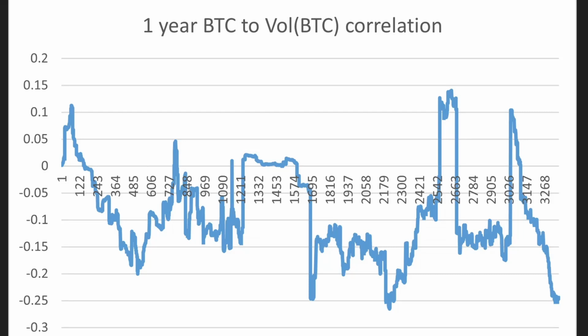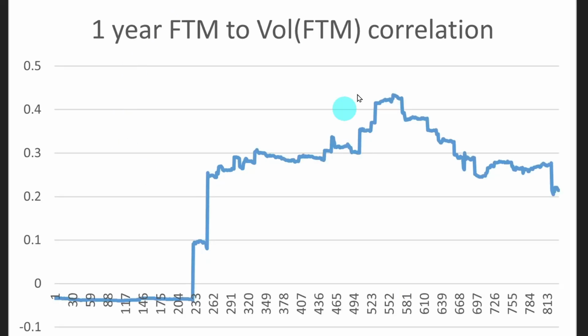Let's look at the 1-year correlation coefficient of Phantom to the trading volume of Phantom. Very interesting, right? We had a negative correlation coefficient for quite a while, then a jump up, then some kind of stagnation, another jump up, a gradual increase, and a gradual decline with a crash over here. Now, what's going on? This is, by the way, approximately 2 years of data, a bit more than that.